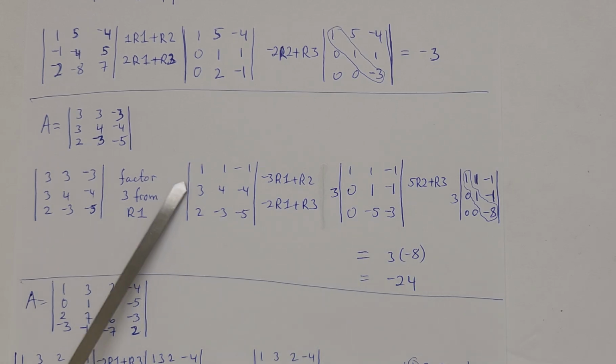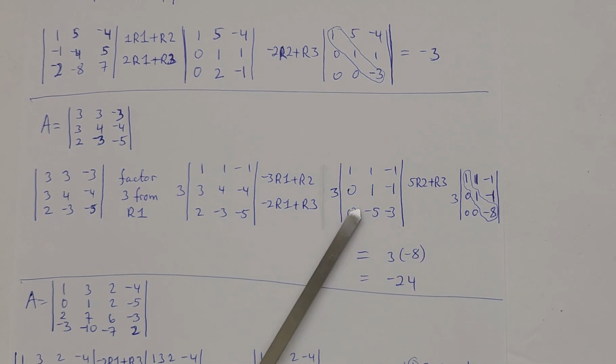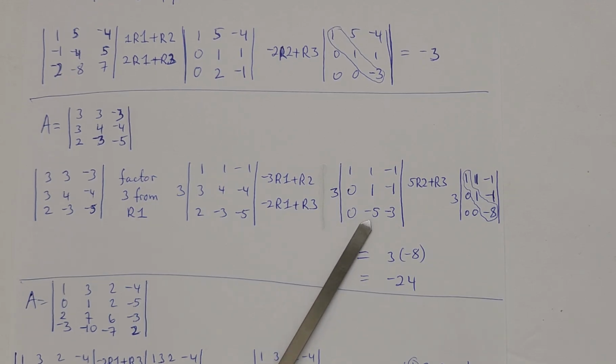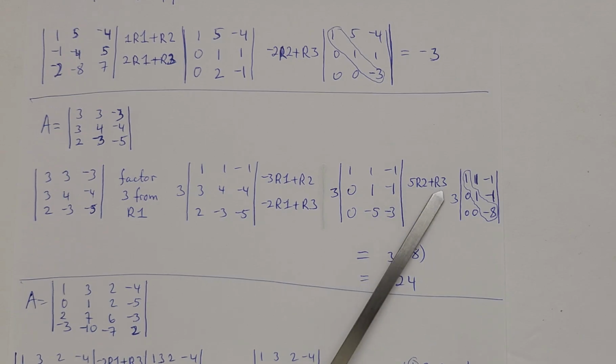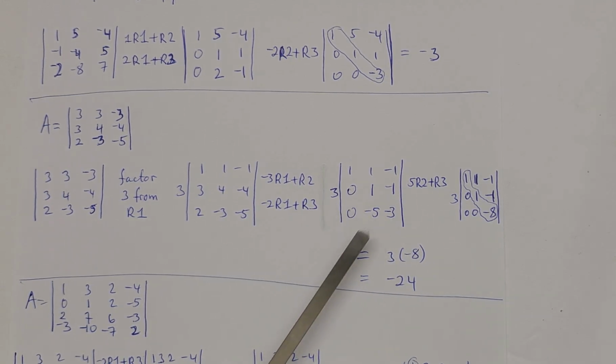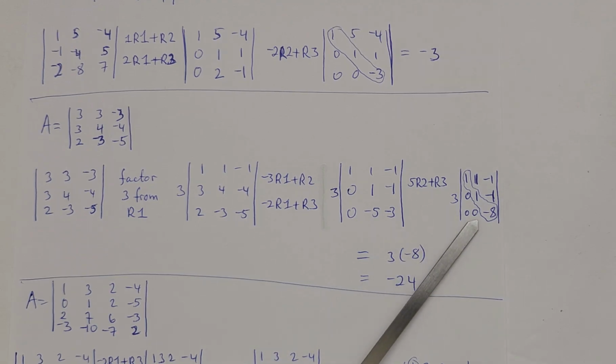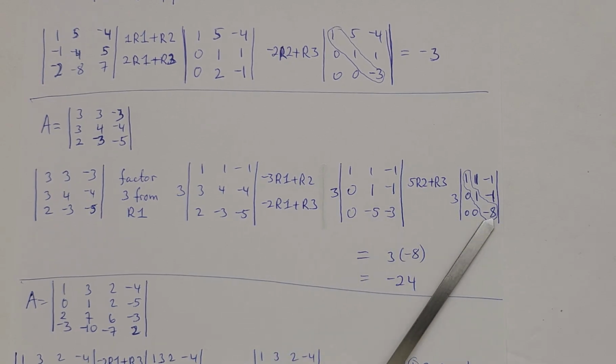Okay? Again, this is my scalar. Don't forget the scalar. Bring it along. Next, I need this negative 5 to be a 0. So the opposite of negative 5 will be positive 5. So 5 times row 2 plus row 3. So 5 times 1 will be positive 5. Subtract 5 gives me this 0. 5 times negative 1 will be negative 5. Plus negative 3 will give me negative 8.